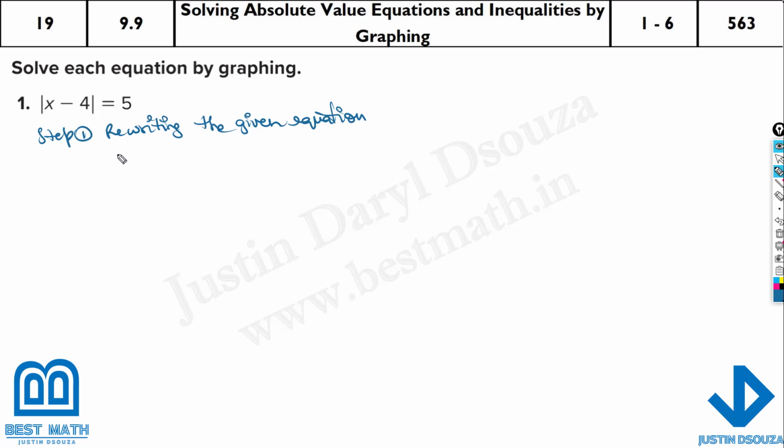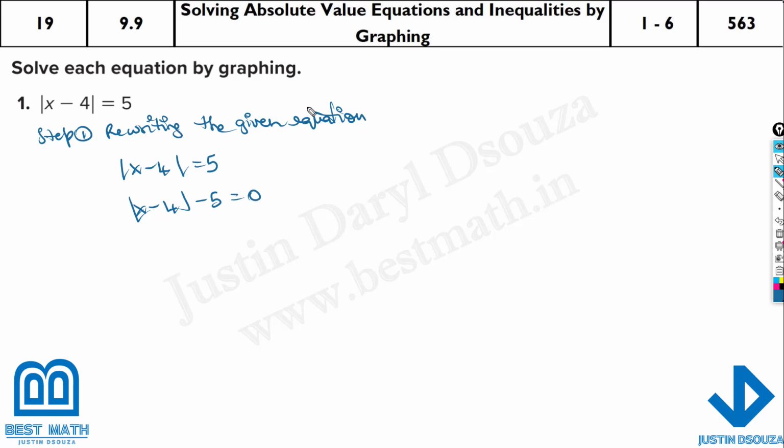So step 1, rewriting the given equation. Whatever is given over here, |x - 4| = 5, right? We cannot put this in the calculator and get the graph unless we make everything at one side. That means this 5, take it to the other side. It's going to be |x - 4| - 5 = 0. Now this is the first part: rewriting the equation as equal to 0.